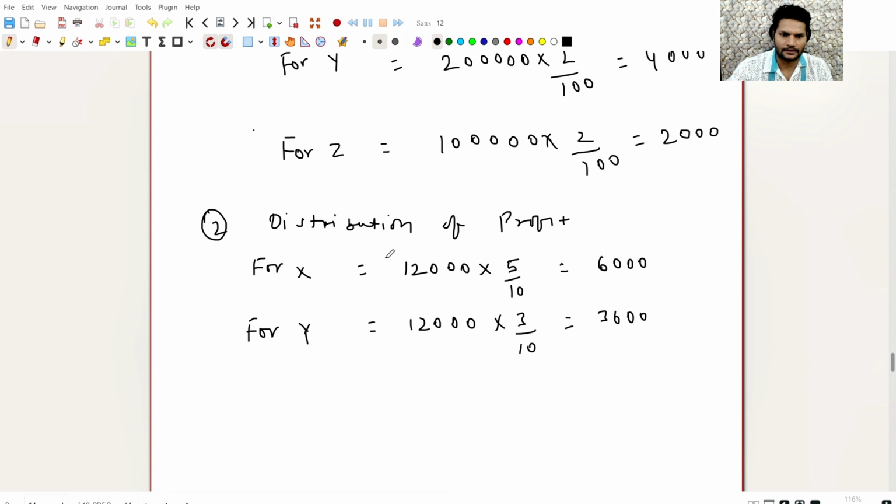3,600. And for Z, that will be 12,000 into 2/10, and this will give you 2,400. Okay, so finally we have calculated the profit share of all partners, that is X, Y and Z, that is 6,000, 3,600 and 2,400. Now let's put this value in the adjustment table.